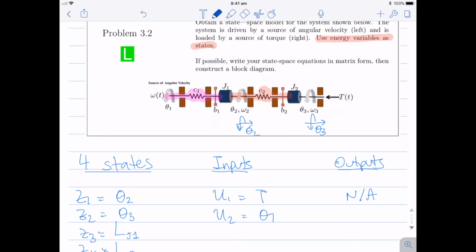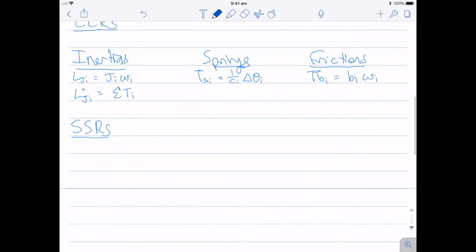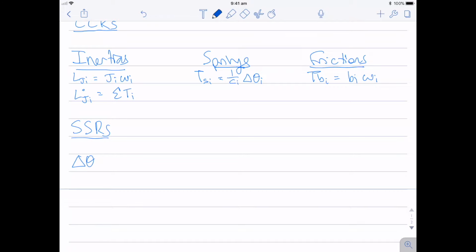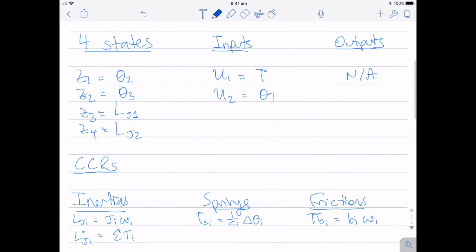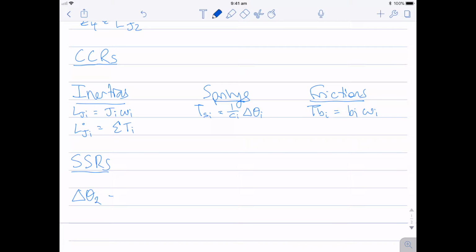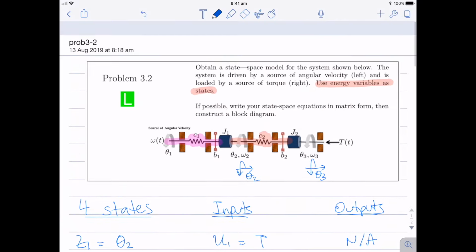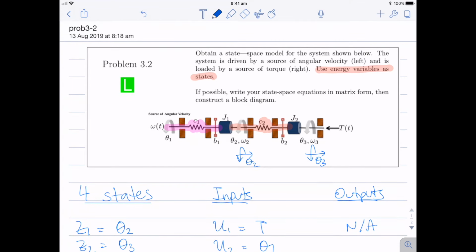So I could choose theta 2 minus theta 3 as my delta, or I could choose theta 3 minus theta 2. It doesn't much matter, as long as we're consistent between our choice here and what we draw on our free body diagram, we're fine. I think we should choose theta 3 minus theta 2, just based on the way these things are rotating. So I'm going to say that delta theta for spring number 2, C2, is going to be equal to theta 3 minus theta 2.